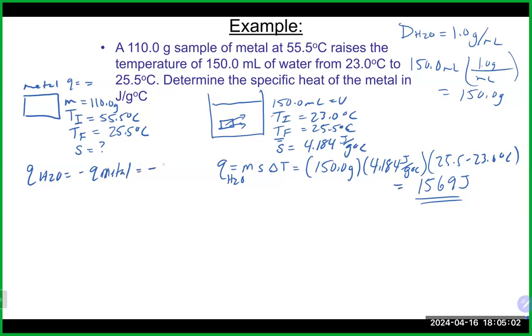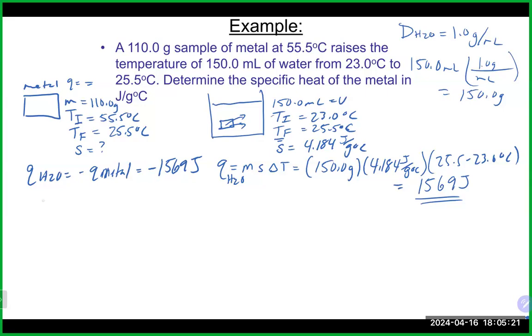That means that negative 1569 joules of energy should have been released from the water in this particular case. And that really is the purpose here of using the water, to figure out how much energy was released by the metal. Any questions on that there?